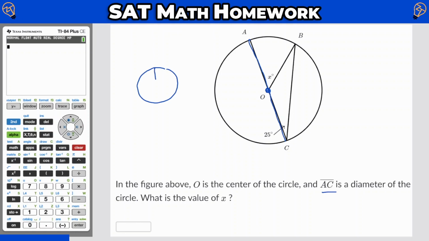You have central angles, which means that the vertex is at the center. And you also have inscribed angles, which means that the vertex is on the circle instead of at the center.